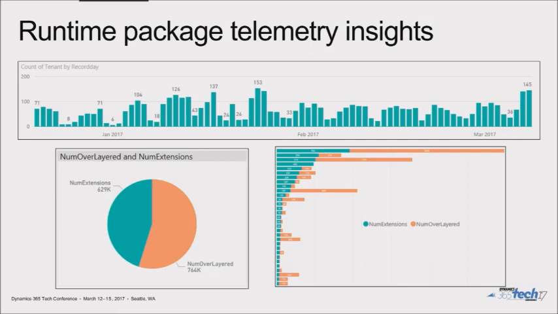The top just shows the number of tenants that are deployed every day. So the last number there is 145. So up to 150 tenants are being deployed every day, and we're pulling that information from those packages that go into those tenants. And then the bottom right shows each bar, it represents an organization. So the thing to look at there is the ratio of green, which is extensions, to orange, which is overlayered. And you see a number of organizations have mostly green, and you see some that have a pretty big chunk of orange at this point.